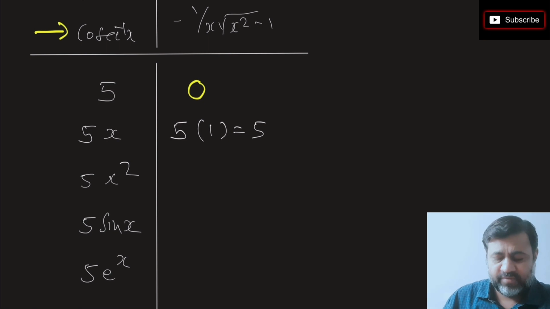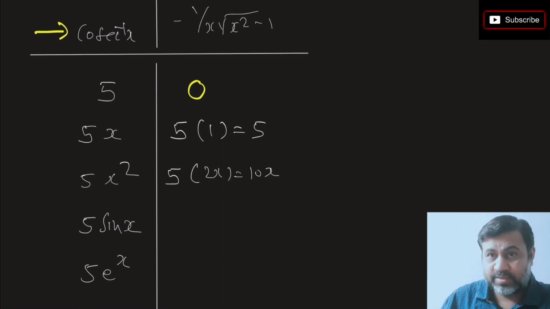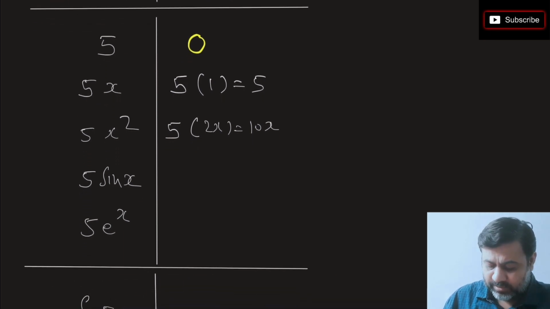Derivative of 5x square, again same thing, keep 5 as it is. Derivative of x square, we get 2x. 5 into 2, we get 10x. 5 into sin x, again same thing, constant and variable together, so keep the constant as it is.